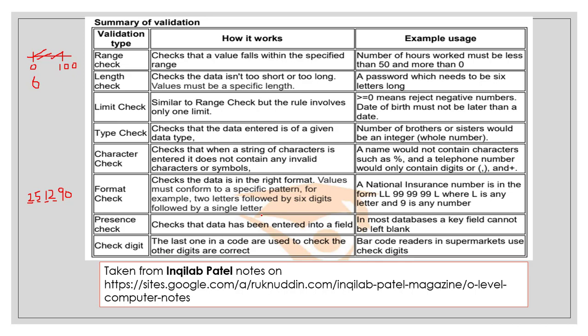Now check digit is also a validation technique used for barcodes as such. The last digit in a code is used to check the other digits are correct. We have also barcode readers in supermarkets, but most of the time in programming you will use range check, length check, type check, format check, and presence check, especially for your pre-release material.